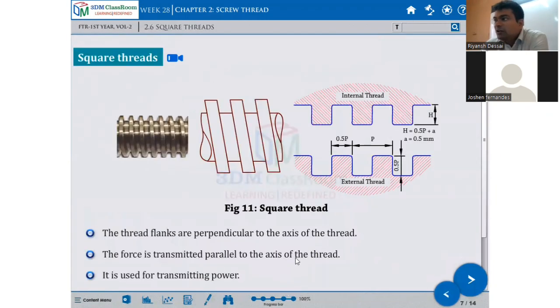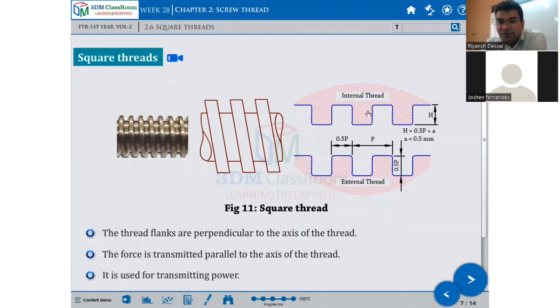Next, now the square thread. This is BSW, BSF fine thread, BA thread, ISO metric thread. Now after the metric thread, MM thread, now the square thread. In the square thread, what will the picture look like? Here the square thread, the included angle is how much degree? This is having 90 degree.